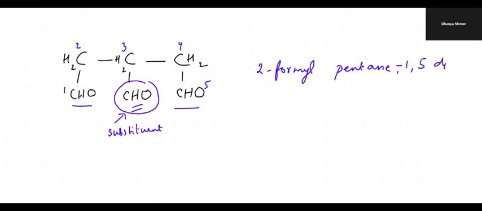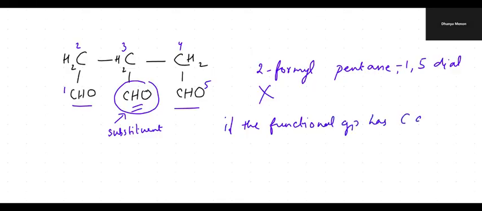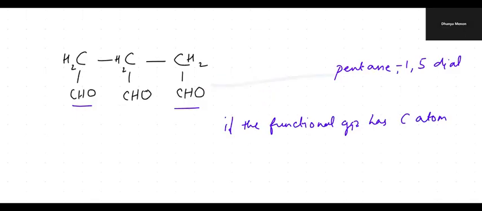1,5-dial. But the IUPAC says that this is wrong because there is a rule. If the functional group has a carbon atom and the groups are identical, if you see here, all are identical. All CHO are identical, right? All are CHO groups.